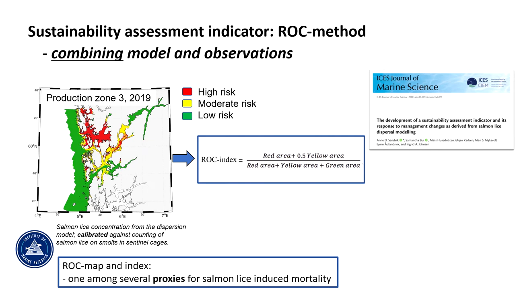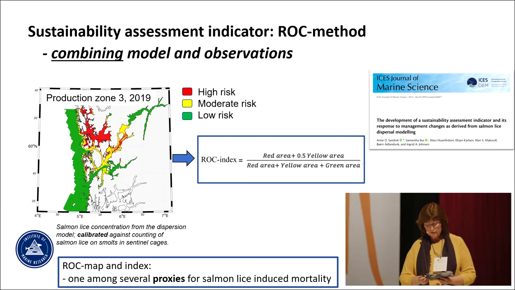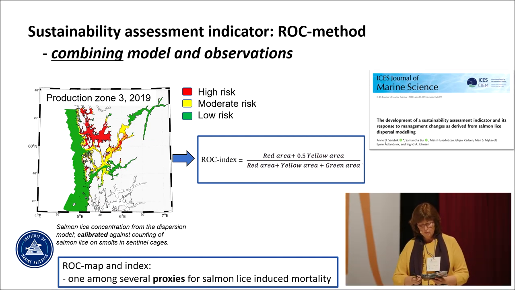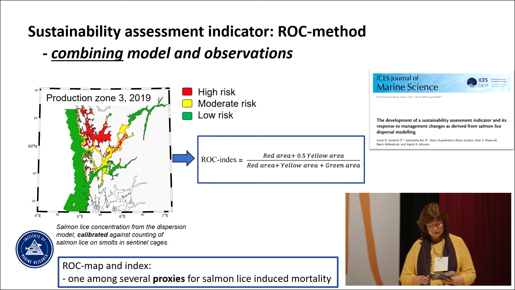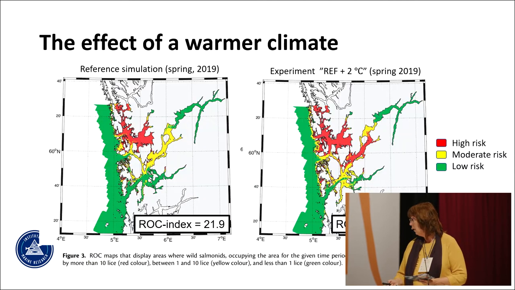The calibration against data from sentinel cages is an area-based method called the ROC method, where maps are colored red, yellow, and green in accordance with a defined risk. The relative size of these areas is further used to define the ROC index. And if the ROC index becomes higher than 10, the impact of salmon lice on wild salmonids is considered to be moderate and high if the index is above 30.